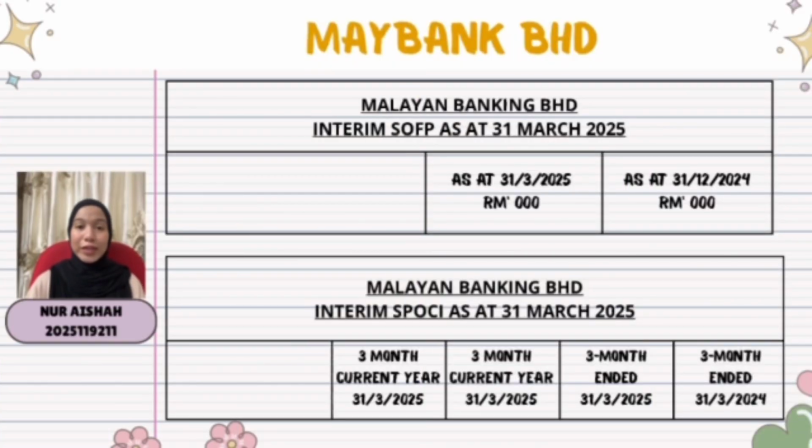Next, we review the interim financial statements of Malayan Banking Berhad, or Maybank, also for the quarter ended 31st of March 2025. The format and reporting period are consistent with CIMB, reflecting the standard practice under MFRS 134, Interim Financial Reporting. The statement of financial position shows the figures as at 31st of March 2025 and 31st of December 2024, while the statement of profit or loss and other comprehensive income and the statement of cash flows compare the 3-month period ended 31st of March 2025 and 31st of March 2024.